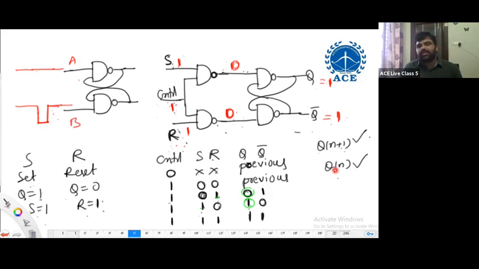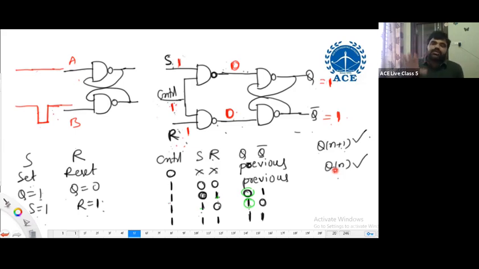What is Q of n plus 1? Stored value at Q after sensing to the inputs. If anyone is having any doubt, I'm repeating once again, follow my words correctly. Q of n is a stored value at Q before sensing to the input. Q of n plus 1 is a stored value at Q after sensing to the input.